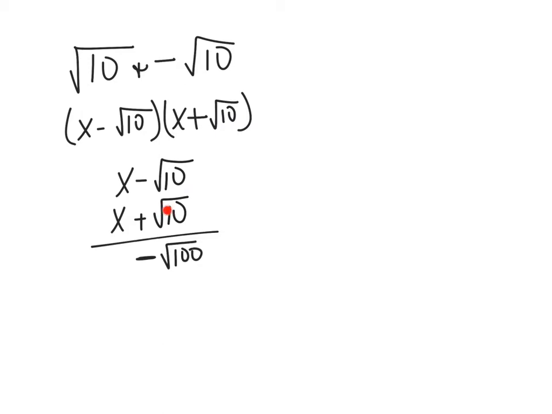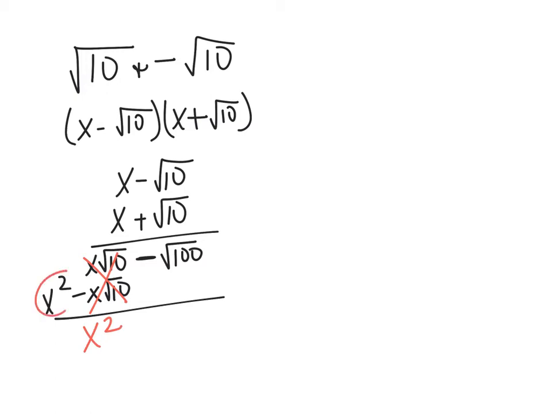And the square root of 10 times x is going to give us x square root 10. And then we have x times the negative square root of 10, so negative x square root 10. And then we have x times x again, which is our x squared. And again, our middle terms, our irrational terms, cancel out. We have x squared from here, and then minus square root of 100 is 10. So minus 10. And that's our final answer.